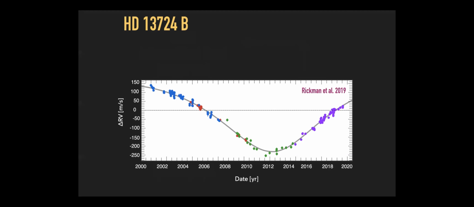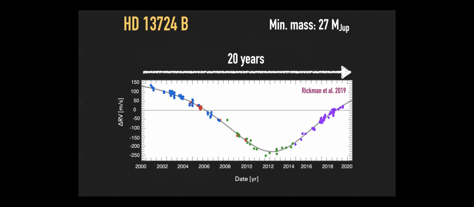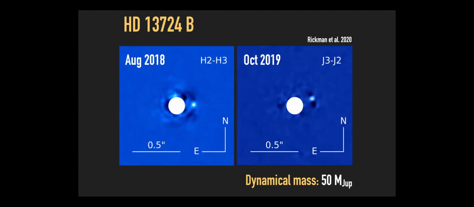And so one of the promising companion candidates from the previous paper that I mentioned is HD 13724. This one had a minimum mass of 27 Jupiter masses, so we knew it was at least a low mass brown dwarf. And again, this is 20 years worth of radial velocity data, and we have really nice orbital coverage. And so we took some imaging data of this, and we gained a really nice direct detection in August 2018 that we can see there on the left image, and this was in H-band.